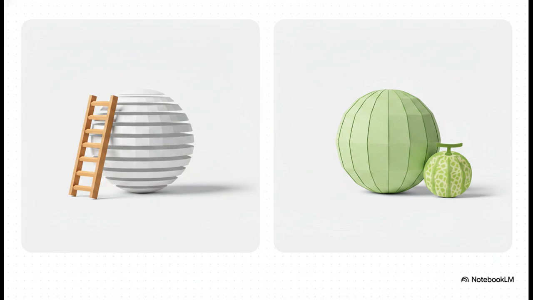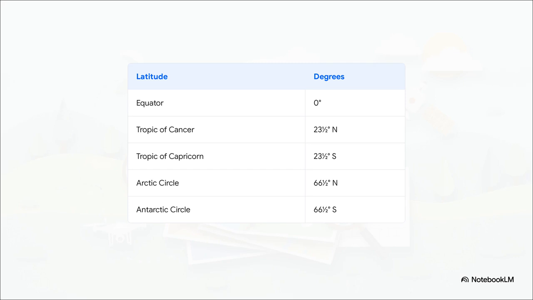These are vertical lines running north to south. A great way to picture longitudes is to think of the vertical lines on a muskmelon. Unlike latitudes, longitudes are all the exact same length, and they all pinch together and meet perfectly at the north and south poles. Let's zoom in on those horizontal lines for a second.